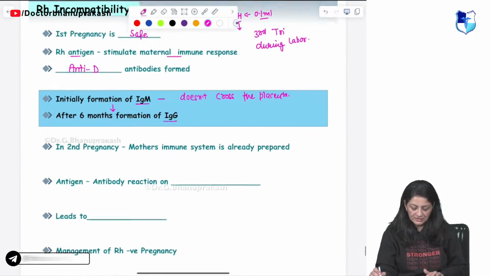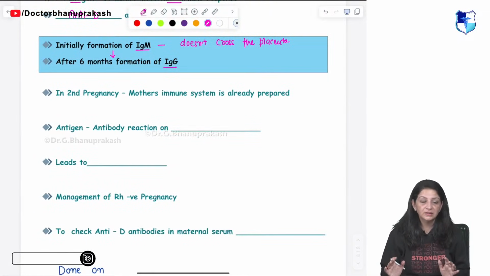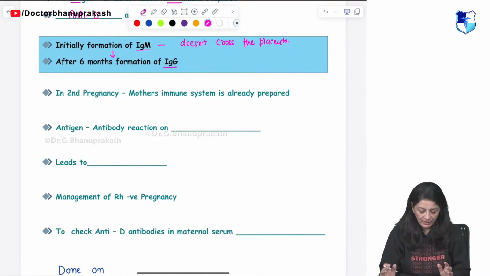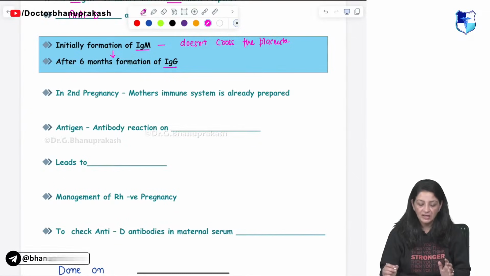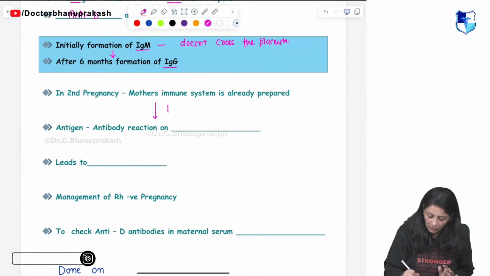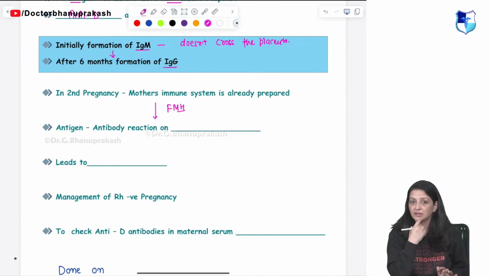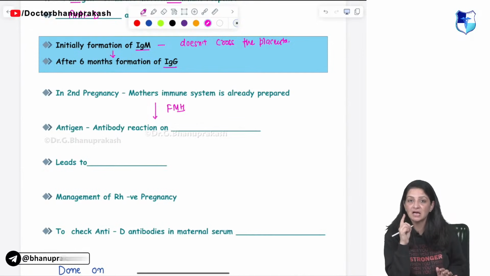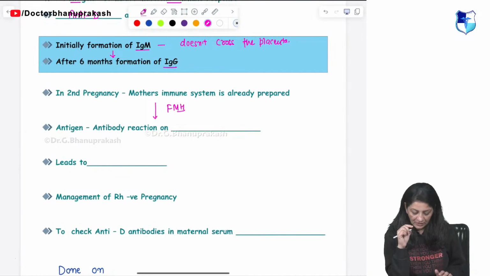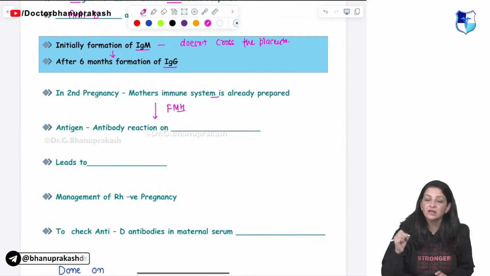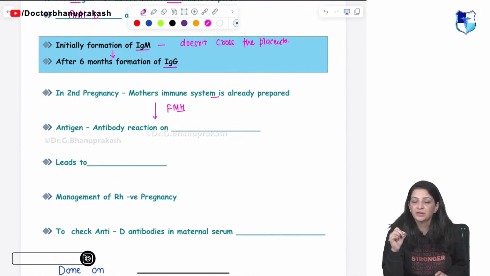In the second pregnancy, the maternal immune system is already prepared. If there is mixing, a feto-maternal hemorrhage, again, and if the baby is Rh positive, then antigen-antibody reactions will occur because the maternal immune system is already prepared. They had the first exposure.